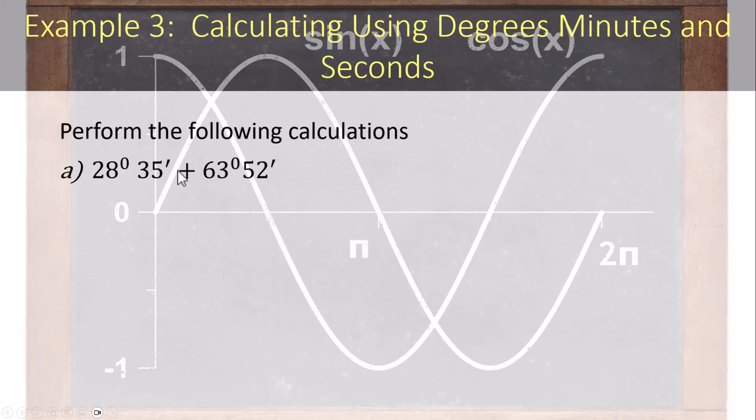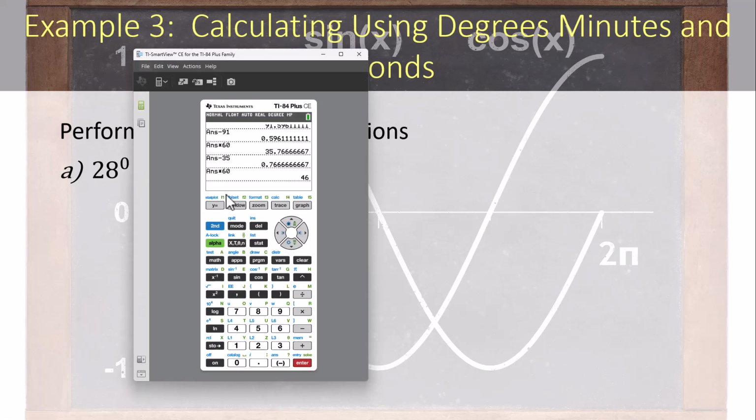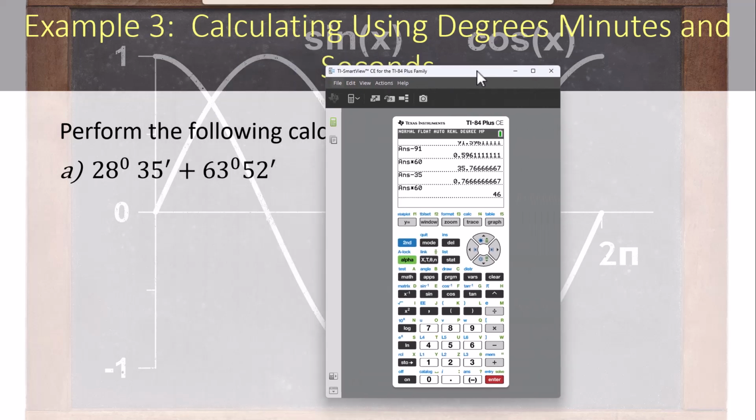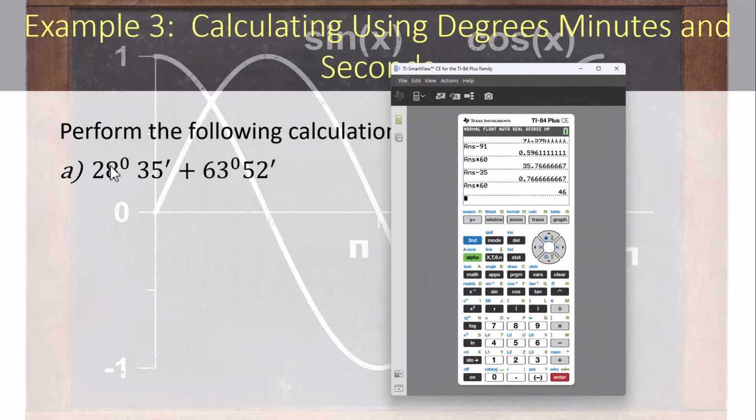Here we want to perform this calculation: 28 degrees, 35 minutes, plus 63 degrees and 52 minutes. My approach, once again, and I'm going to show this using your calculator, is to first convert these two into decimal degrees. For the first one, that's going to be 28 plus 35 divided by 60. There you go. For the next one, it's going to be 63 plus 52 divided by 60. Now we can add them up.